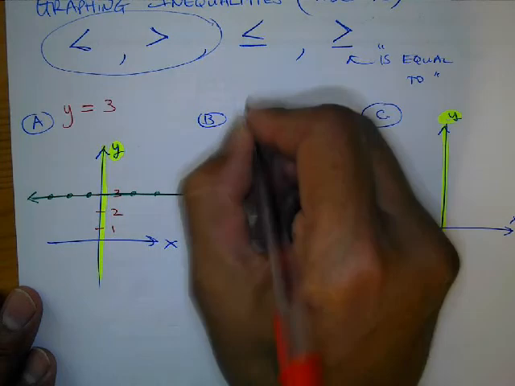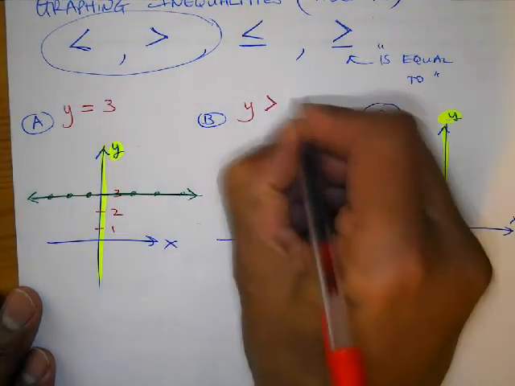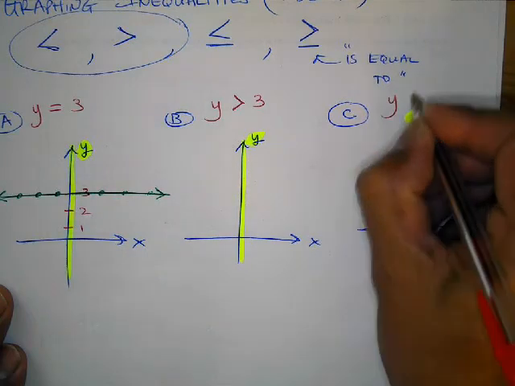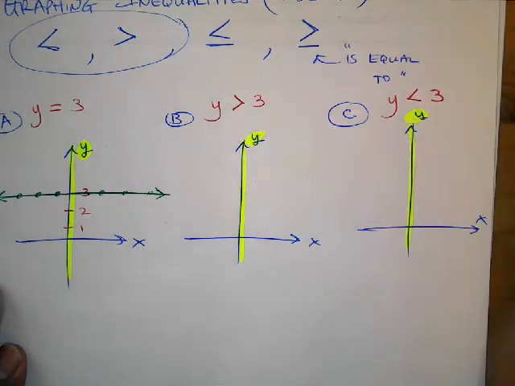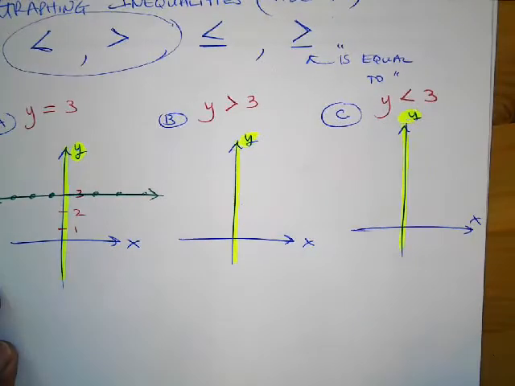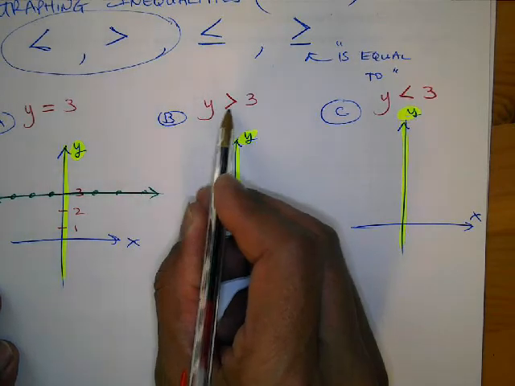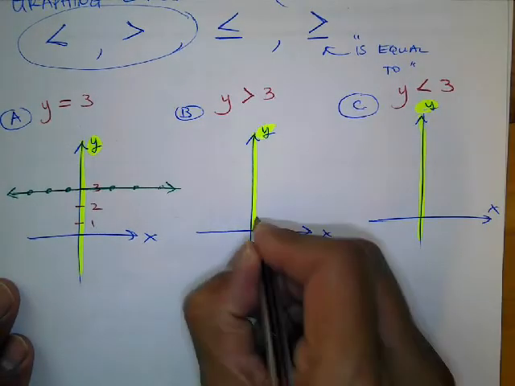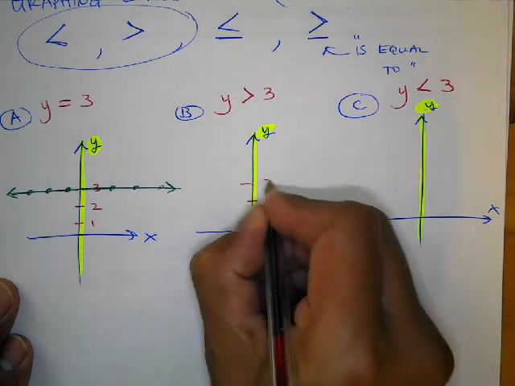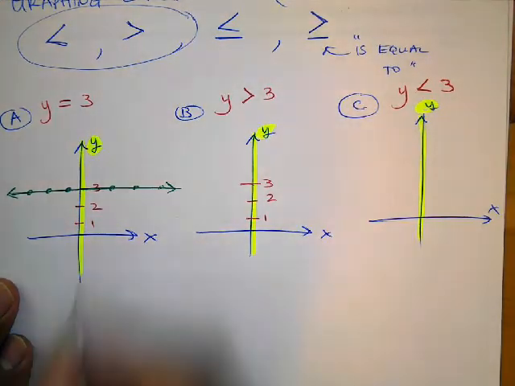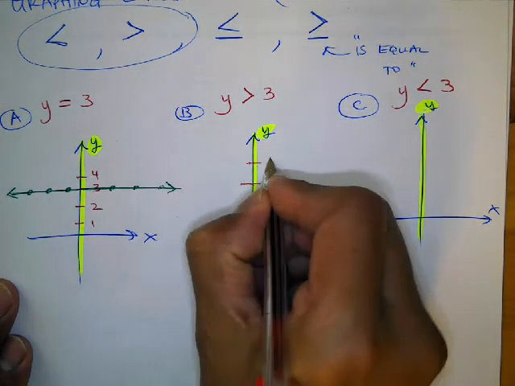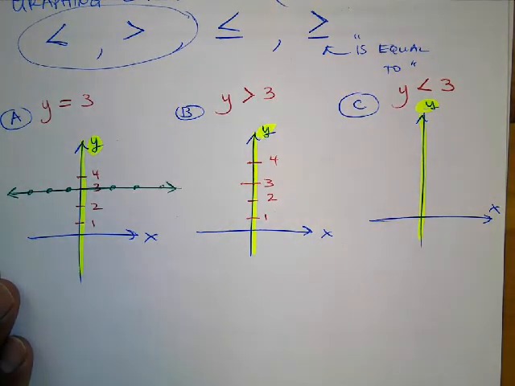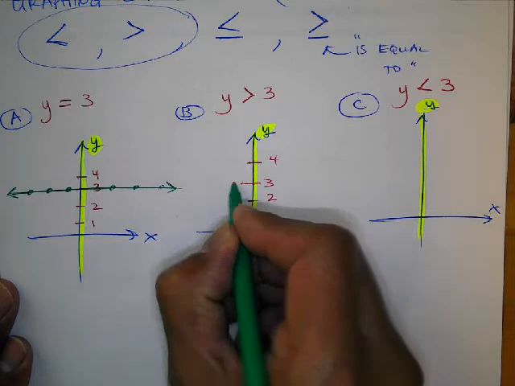Now, what if you're going to graph y is greater than 3? And then what if you're going to graph over here on C, y is less than 3? We're still going to pretend this is an equal sign. You're going to go to y, you're going to go to 3, just like we did over here, 1, 2, 3. You're going to graph y is 3, so again it'll be a line like this on 3.